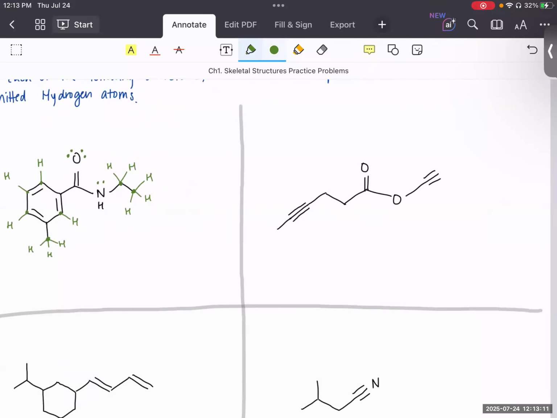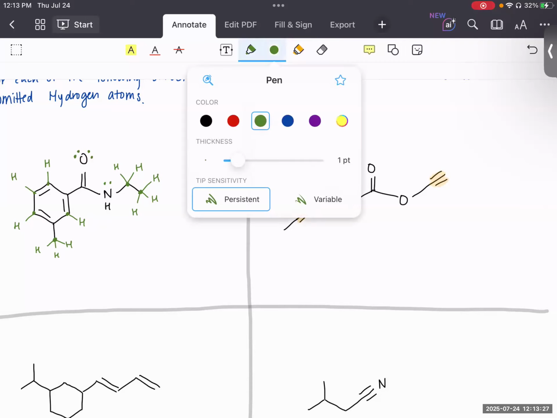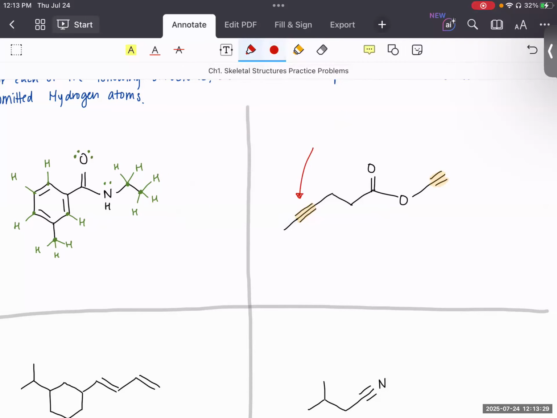All right, let's move on to this next one here. So on the right over here, we can see that we have 2 types of triple bonds. And I intentionally included this example to illustrate the difference between how we show an internal versus a terminal triple bond. I'm just going to label this here. And the word for a triple bond is an alkyne.